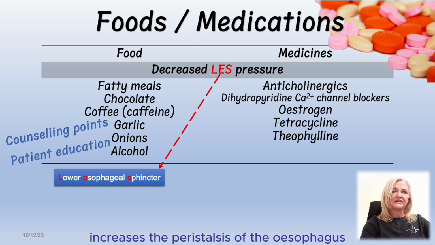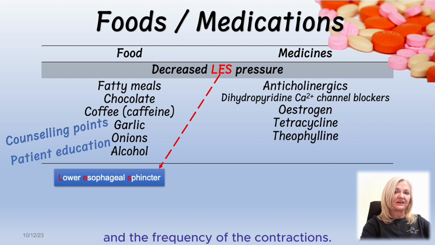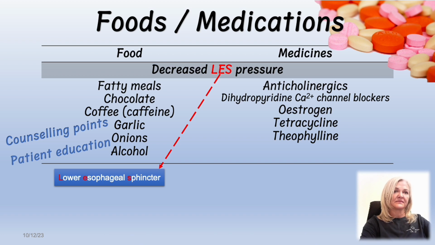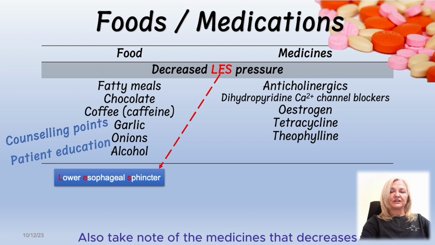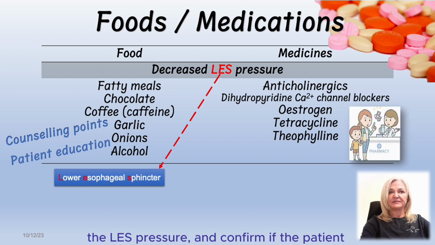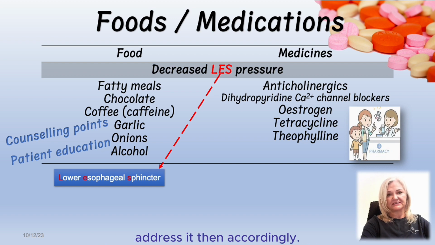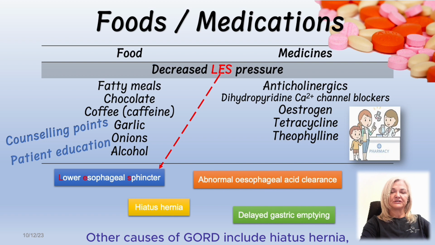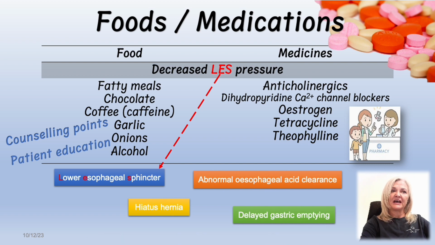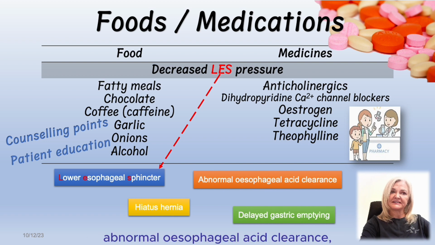Alcohol, for instance, increases peristalsis of the esophagus and the frequency of the contractions. Also take note of the medicines that decrease the LES pressure and confirm if the patient is perhaps taking any of these medicines and address it accordingly. Other causes of GORD include hiatus hernia, abnormal esophageal acid clearance, and delayed gastric emptying.